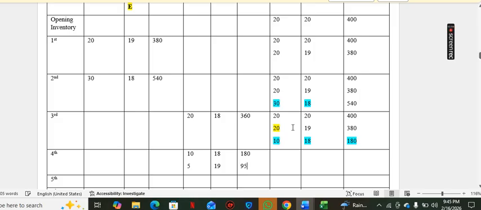Such that in our balance section we had 20 units valued at 20 kwacha. Then here now we have 15 units valued at 19 kwacha. 15 times 19, 285 kwacha. Any questions, colleagues?